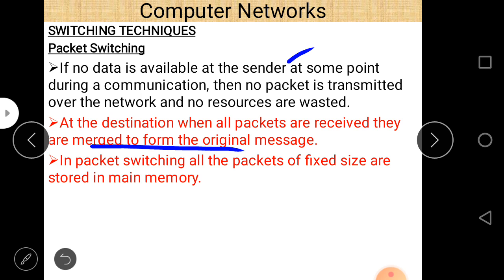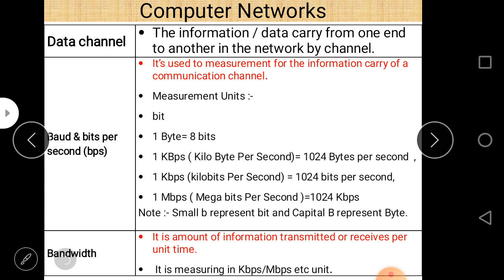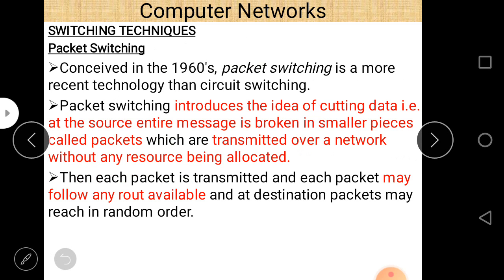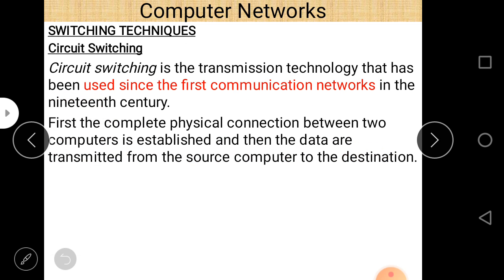If no data is available at the sender at some point during a communication, then no packet is transmitted over the network, and no resources are wasted. So these are some important points regarding packet switching. These are the three types of switching techniques.